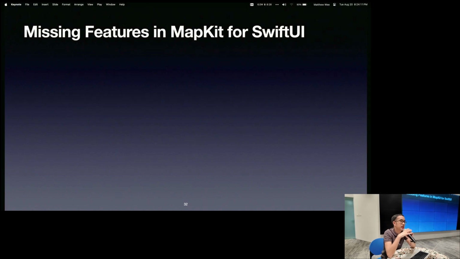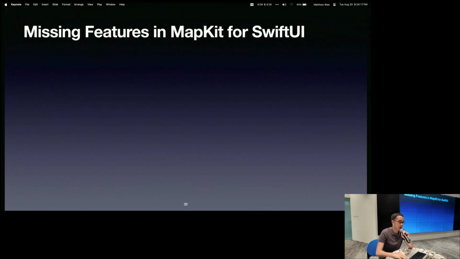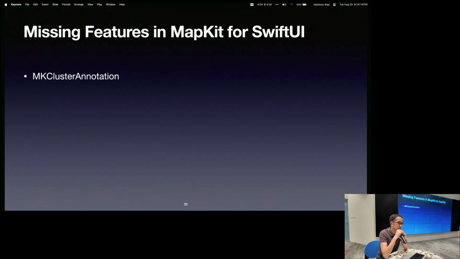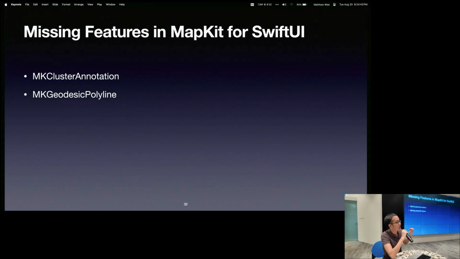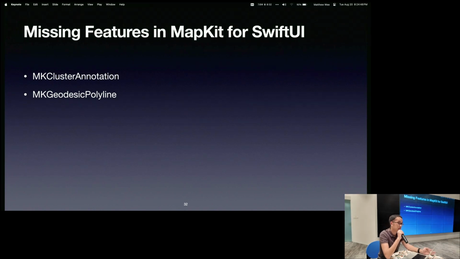There are some differences, as I alluded to earlier, between UIKit and SwiftUI when it comes to MapKit. One of the things that's missing is clustering, which will cause a very large degradation of performance, as you've seen. Another is geodesic polyline, which is not available in SwiftUI yet. For those of you who don't know, the Earth is round, so straight lines on the Earth's surface appear like curves on the map. MapKit handles these curved straight lines with a geodesic polyline, which is not available in SwiftUI.